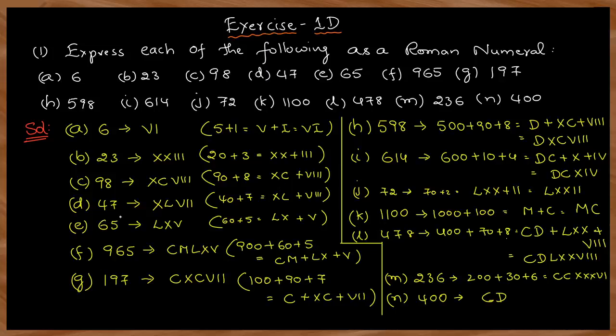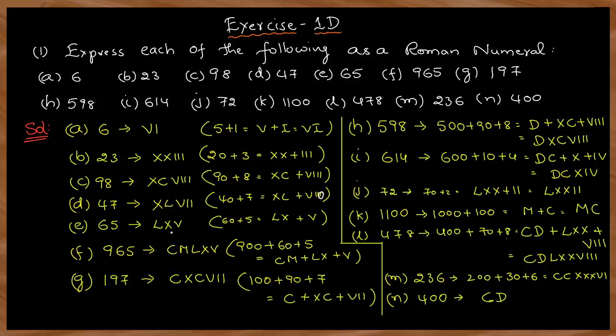We want to write 47. First XL is 40, plus 7, which is XL plus 7. You can write here 47. Here it is wrong actually. This is 7.